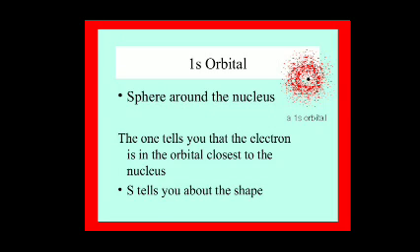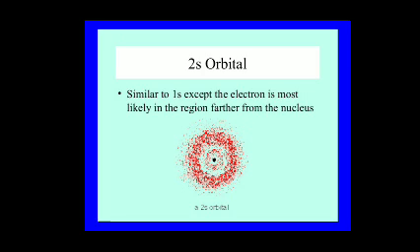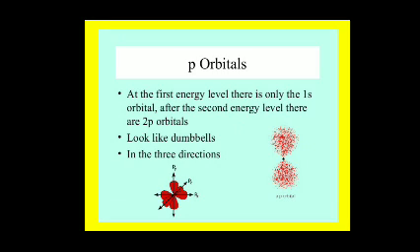The space around the nucleus: the 1 tells you that the electron is in the orbital closest to the nucleus. The s tells you about the shape of the orbital. The 2s orbital is similar to 1s, except the electron is most likely found in the region further from the nucleus.